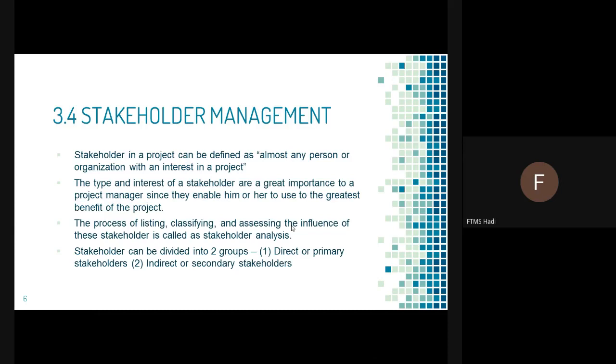Sometimes you can see with your naked eyes, and sometimes you can see from your past track records with those stakeholders before. Stakeholders can be divided into two groups: direct or primary stakeholders, and indirect or secondary stakeholders. Okay, we will see the difference between those two, primary and secondary stakeholders, direct or indirect.